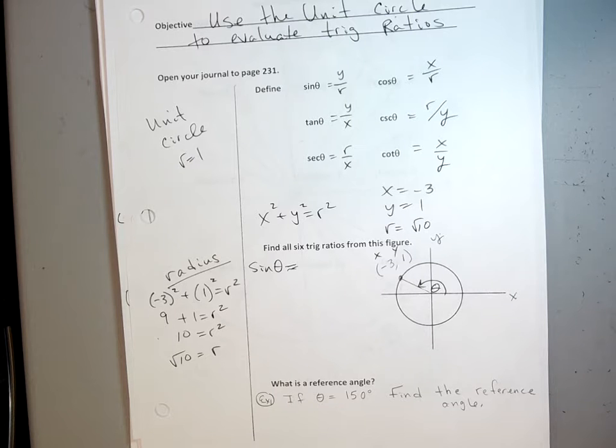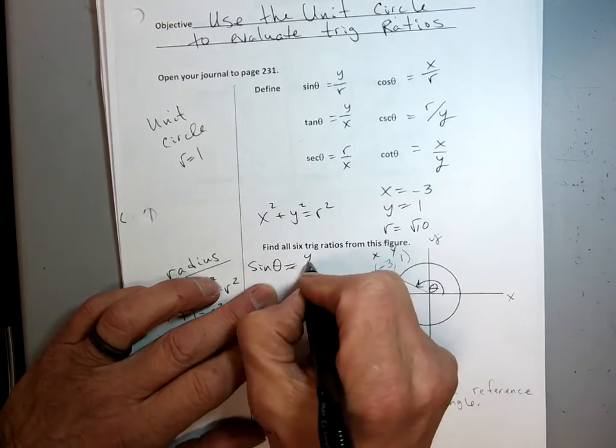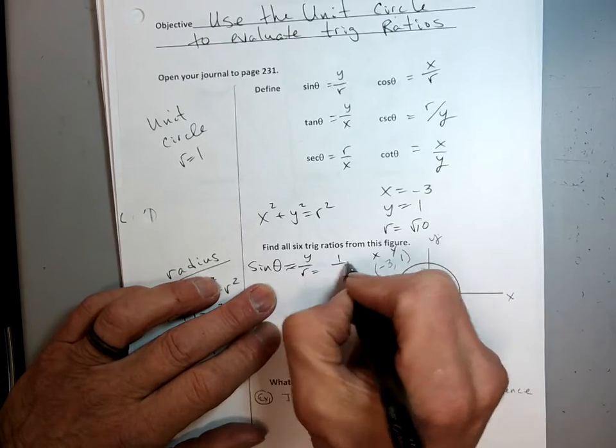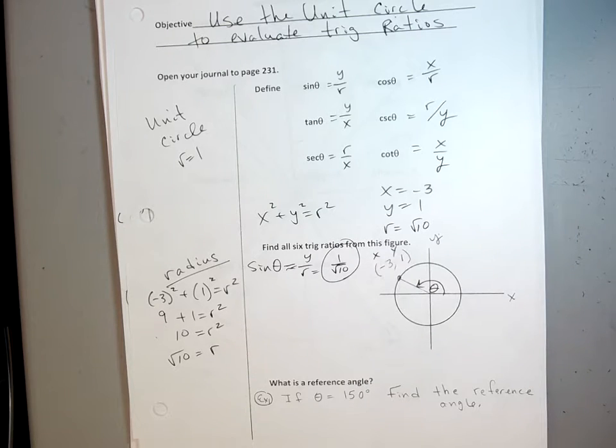Can you do all 6 of these? See if you can do all 6 of these, okay? Let's try and do them without my help. See if you can do them. I'll help you out with the first one. Sine is going to be the y over the r, which is 1 over the square root of 10, okay? And we can rationalize that later. There it is. That's sine.